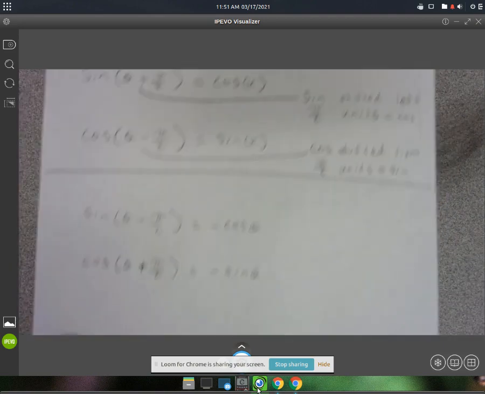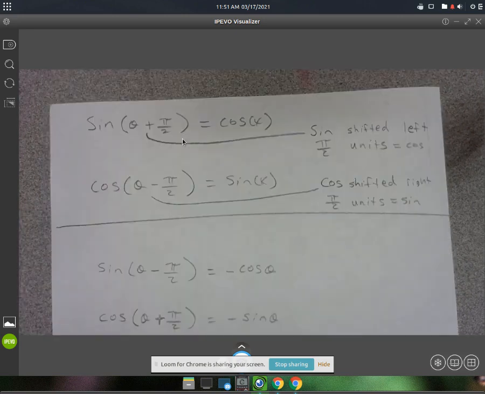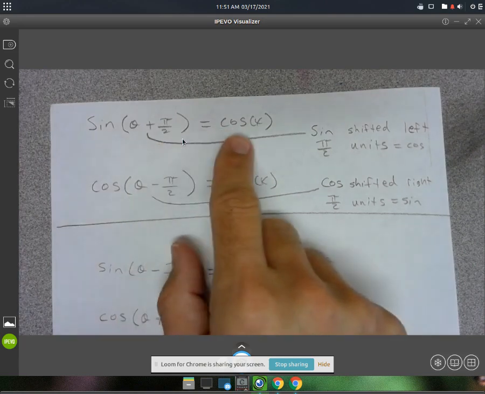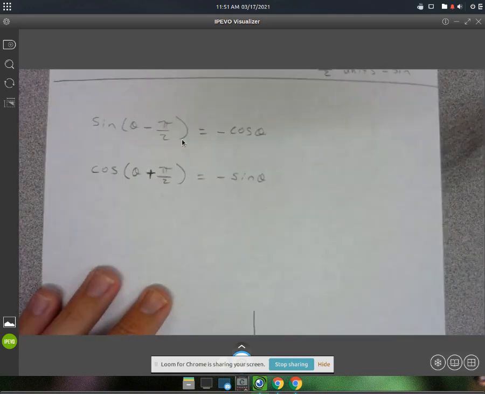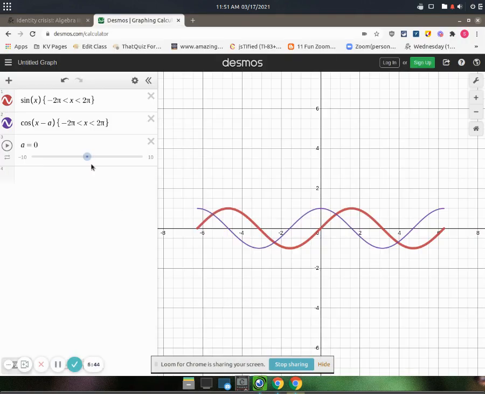Okay. All right. These two are a little bit different, I guess, because of the reflection business. So what this says is you're going to take the sine function and you're going to go to the right. So instead of going to the left and landing on exactly cosine, this says take your sine function and move it to the right, and that's going to equal the opposite of cosine.